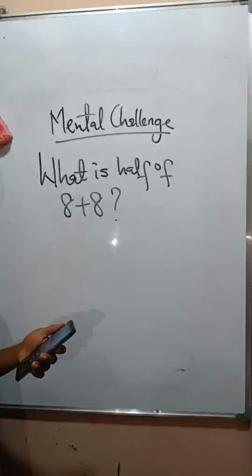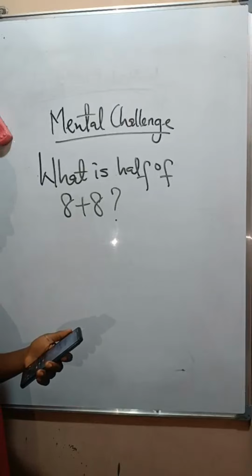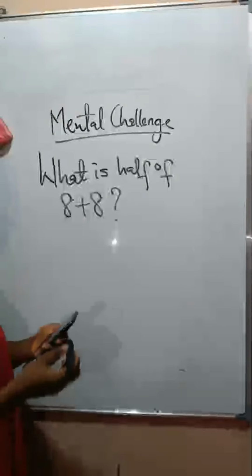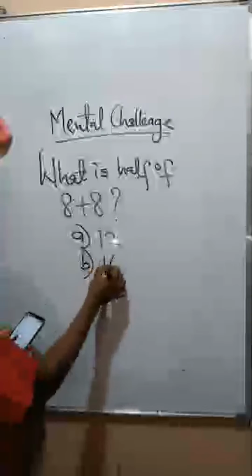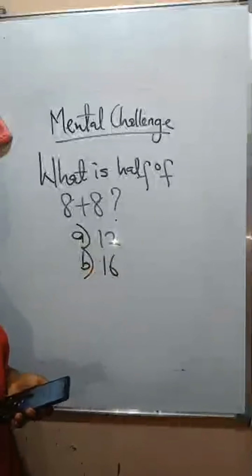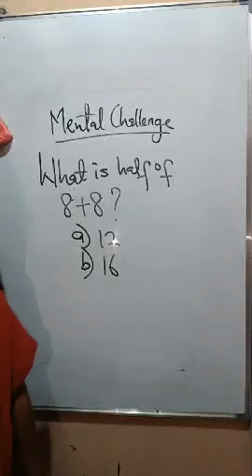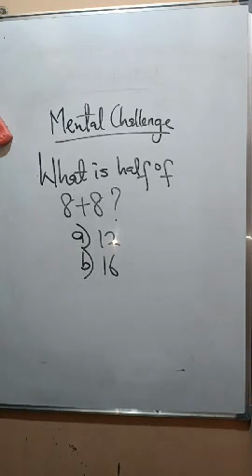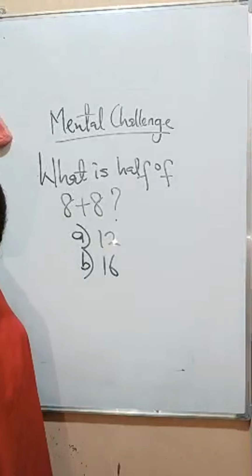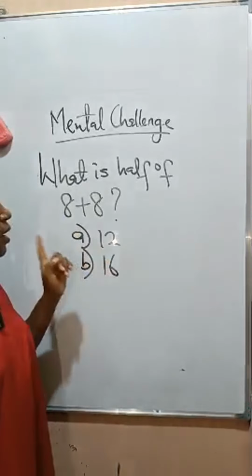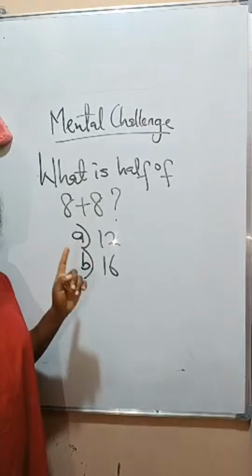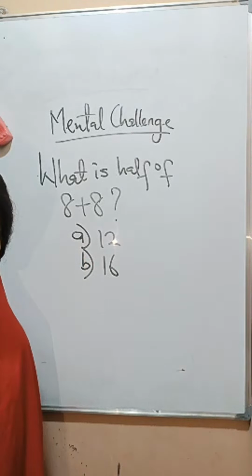Okay, I have 12. Ramayan says 12, and Raziz says 16. So we have two teams, team 12 and team 16. The question is simple: what is half of 8 plus 8? Option A is 12 and option B is 16. Which of them is the right answer?